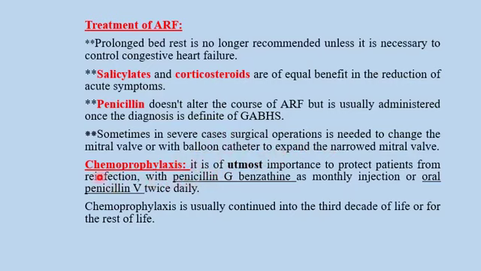Chemoprophylaxis, which is very important. It is of utmost importance to protect patients from reinfection. And this is achieved by penicillin G benzathine as a monthly injection. للناس بقى اللي مش غاويين الانجكشن ممكن ياخد oral penicillin V twice daily. And this chemoprophylaxis is usually continued into the 3rd decade of life until the child or young adult reaches his 30s للثلاثينات من عمره. Or for the rest of life. طبعا who decides this؟ الفيزيشن هو اللي decide بقى استمرار أخذ this penicillin.